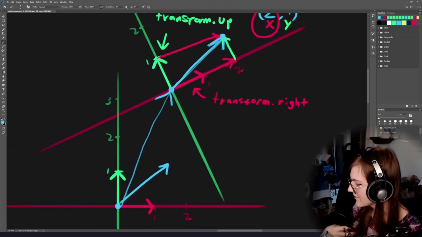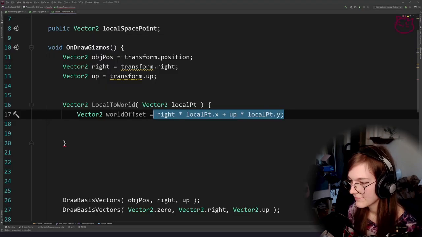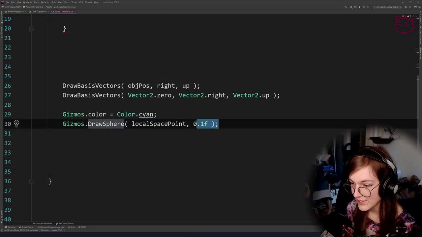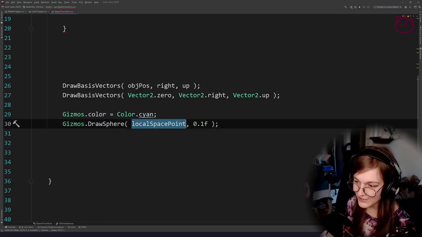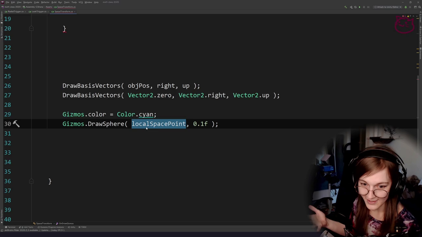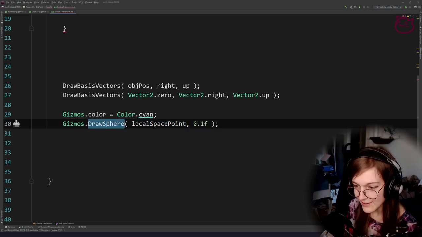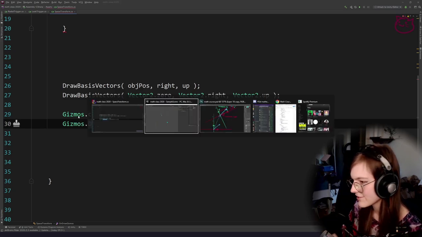I don't get how you can't just use local point directly. Where do we draw it? If we just use local space point directly, which is what we're doing here, it's going to draw this presuming that this point is in world space. But it's not, right? We want this to be a local space point, but Unity wants a world space point for their drawings, for all of their gizmo drawing functions.